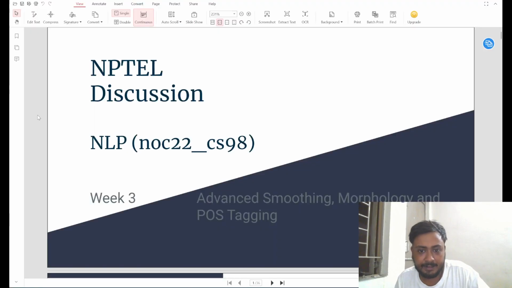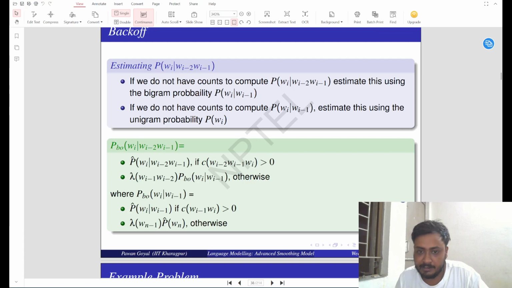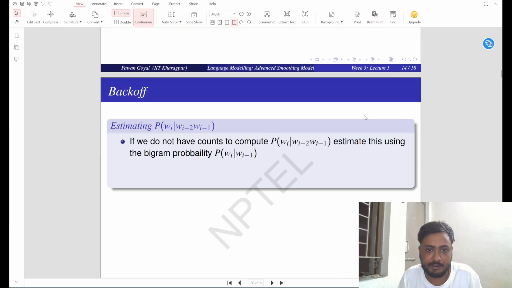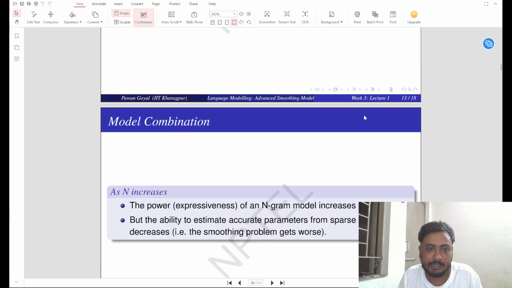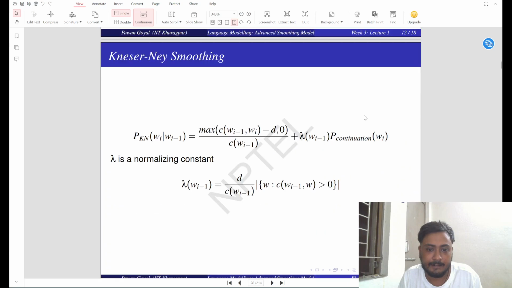So again, I'll refer to the slides so that there is not much confusion. So this is the Kneser-Ney smoothing formula. It looks very, yeah, the YouTube links also get provided. So no worries about that.